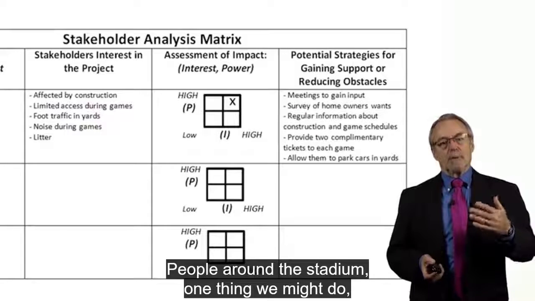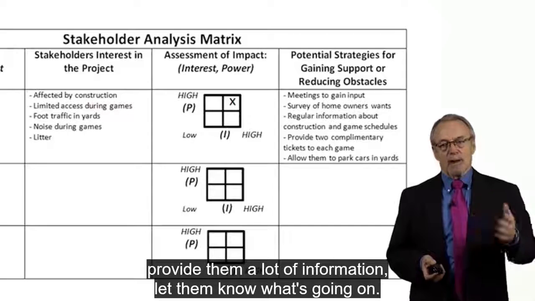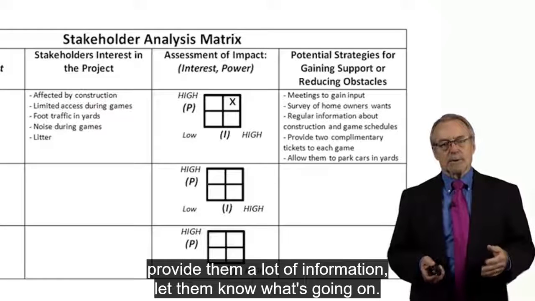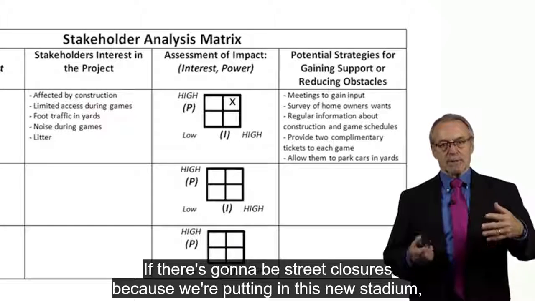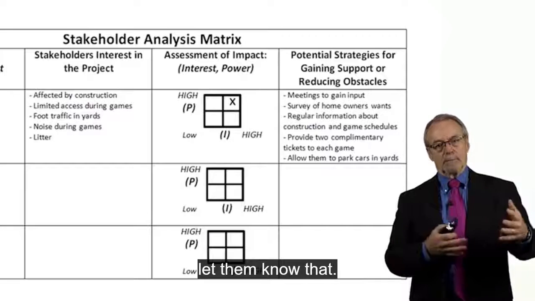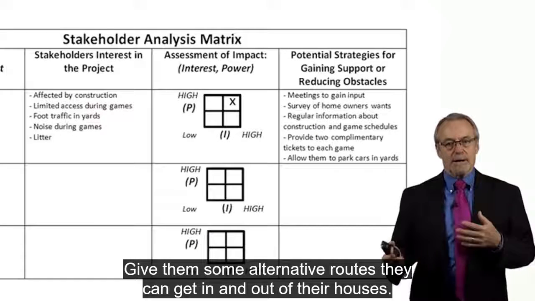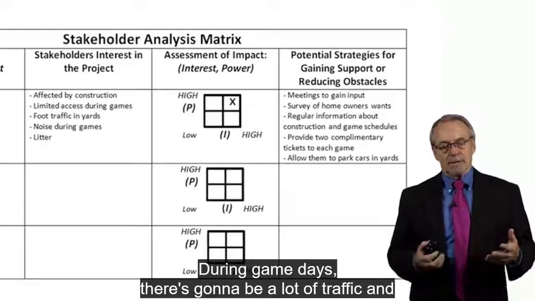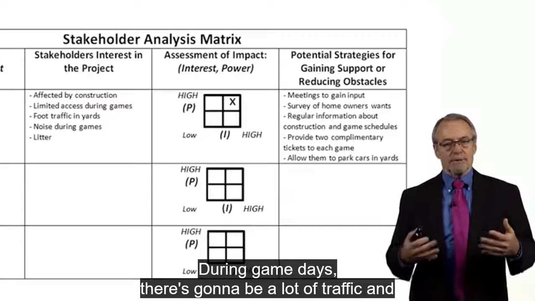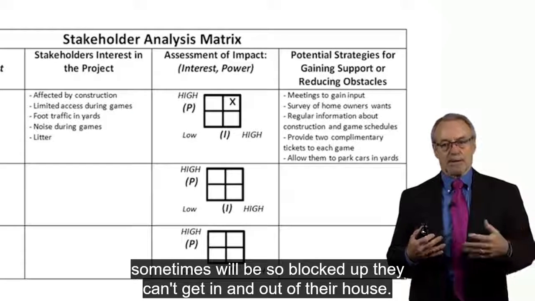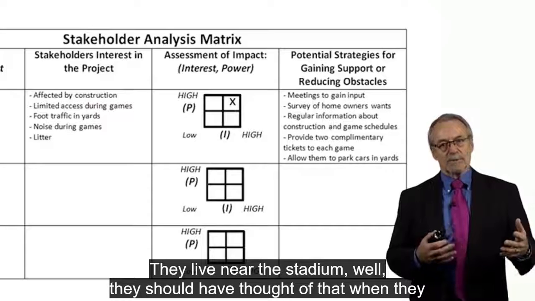People around the stadium, one thing we might do is provide them a lot of information. Let them know what's going on. If there's going to be street closures because we're putting in this new stadium, let them know that. Give them some alternative routes they can use to get in and out of their houses. During game days, there's going to be a lot of traffic, and sometimes the streets will be so blocked up they can't get in and out of their house. They live near the stadium.